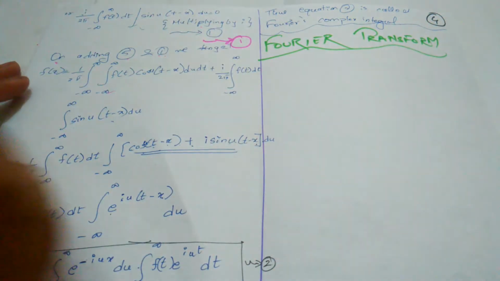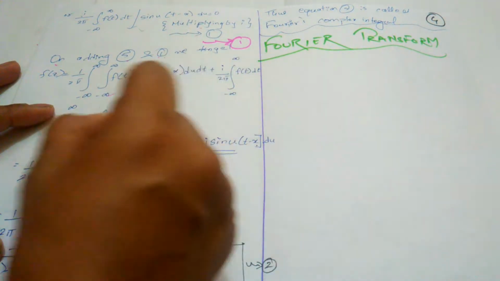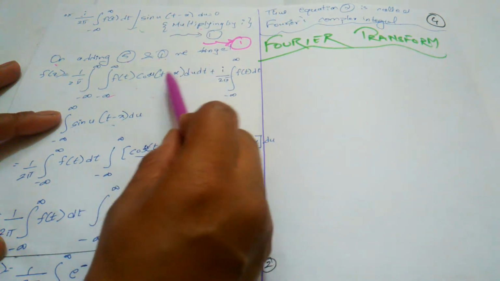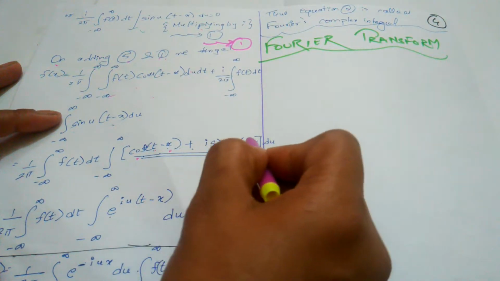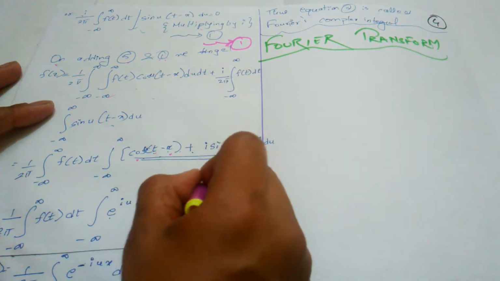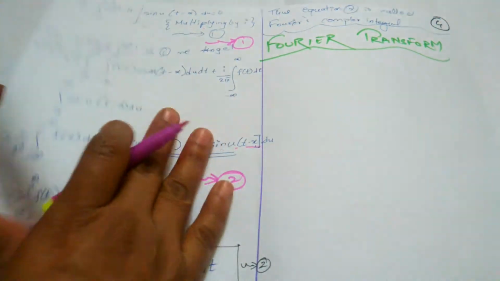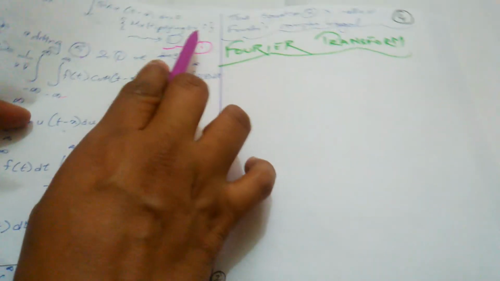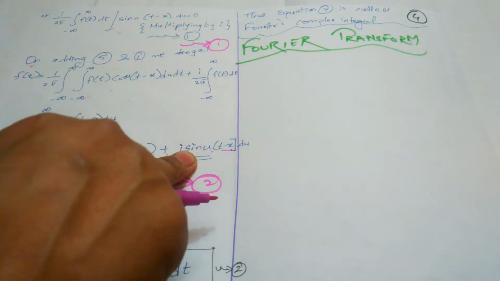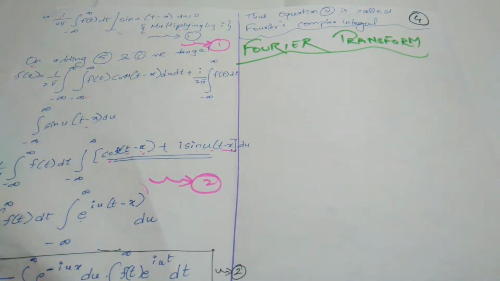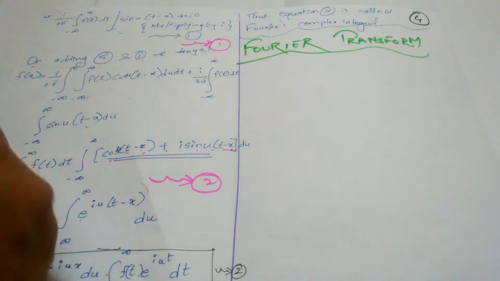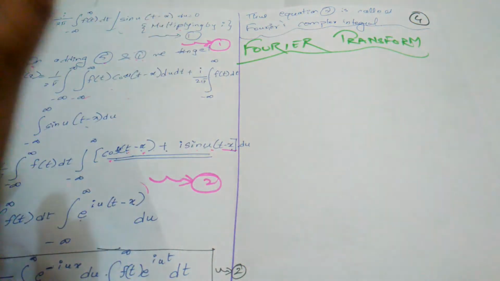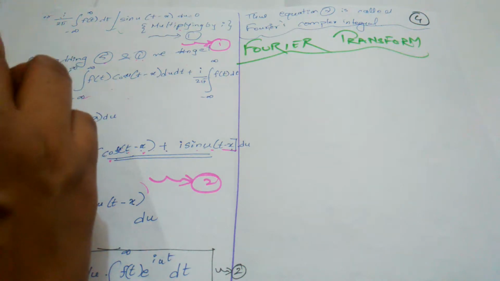Then step 2 is that we will substitute this thing, that is cos(ut − x) plus sin(ut − x), with this value. So this is step number 2. From this you can say the proof for Fourier's complex integral is a two-step proof. In step number 1 we add both the equations, and in step number 2 we substitute these complex numbers. That's it, we are getting our proof. Okay, so let's start our next topic. It's not actually a proof, it's just substitutions, and we are going to understand what exactly the Fourier transform is.